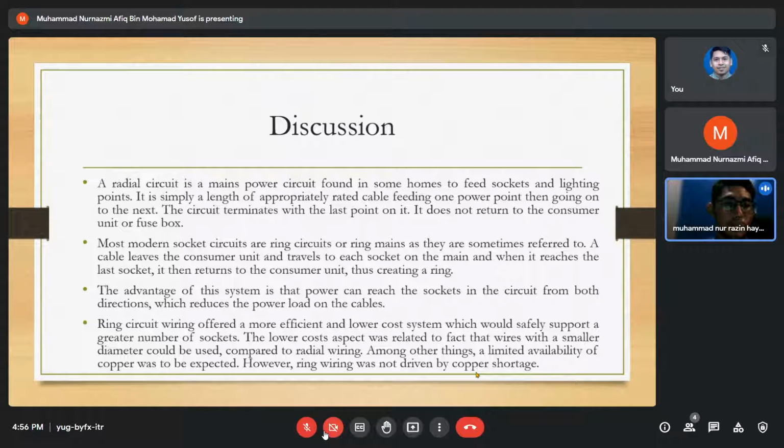Ring circuit wiring offered a more efficient and lower cost system, which would safely support a greater number of sockets. The lower cost aspect was related to the fact that wires with a smaller diameter could be used, compared to radial wiring. Among other things, a limited availability of copper was to be expected. However, ring wiring was not driven by copper shortage.